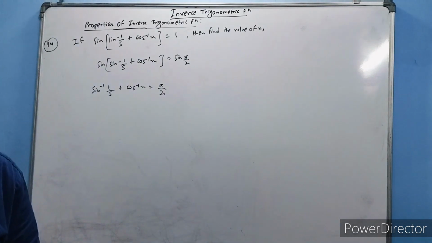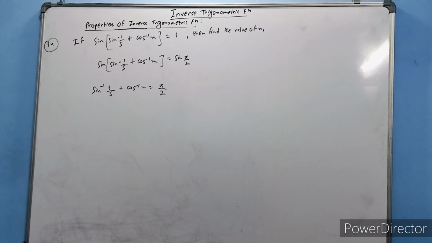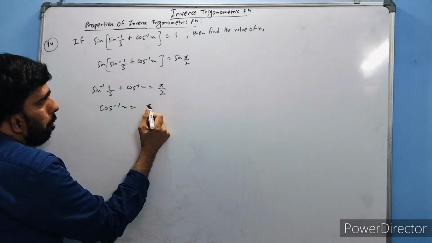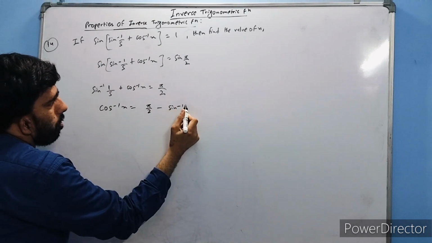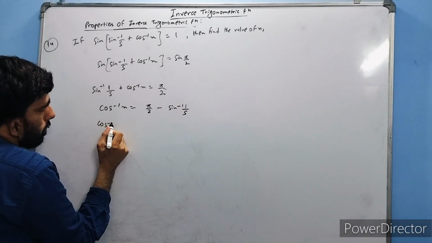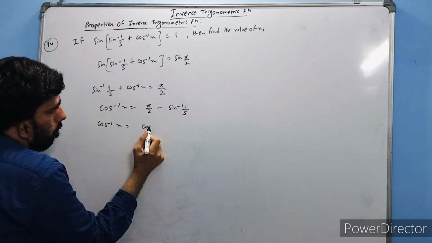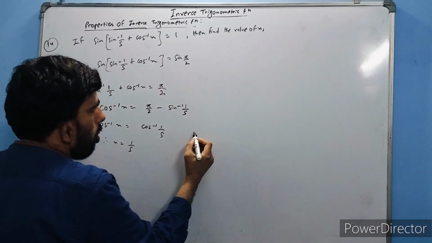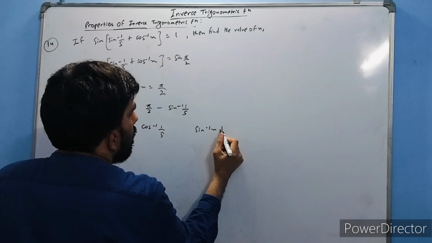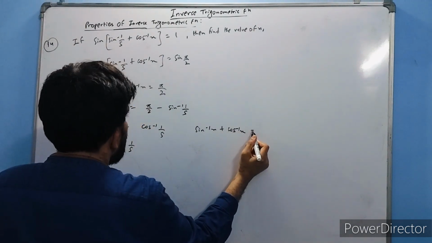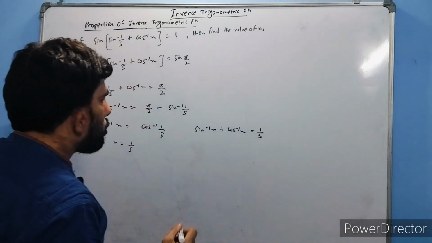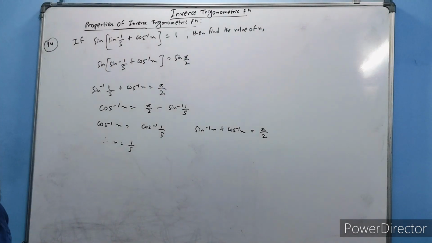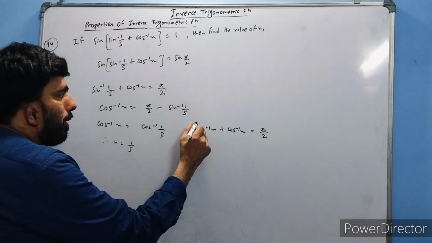So we have the identity, we'll apply it here. Cos inverse x is equal to pi upon 2 minus sine inverse 1 upon 5. So we'll have x is equal to 1 upon 5. As we all know, sine inverse x plus cos inverse x is equal to pi upon 2. So that is the identity we have applied here.